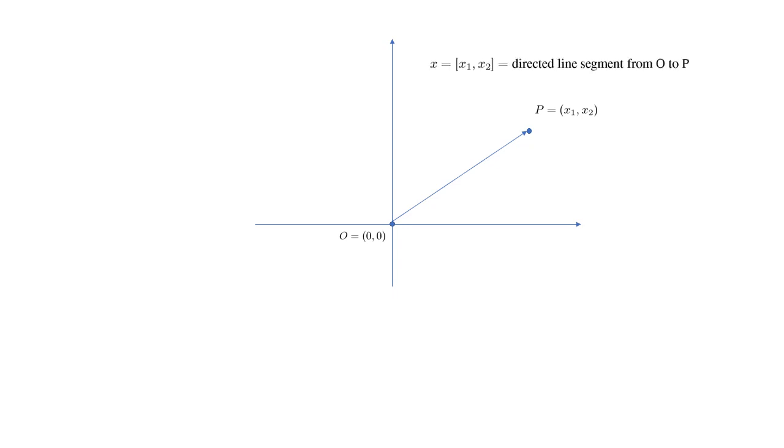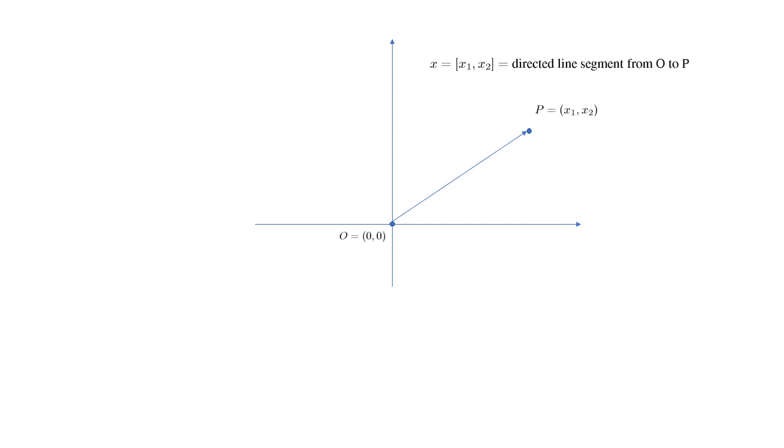There is an immediate application of Pythagoras' theorem to Cartesian geometry. If that's our normal xy plane, and this is the origin at (0, 0), let's give ourselves a point with coordinates (x1, x2). What we want to do is to get the length of the directed line segment from O to P. And we can use Pythagoras to do that.